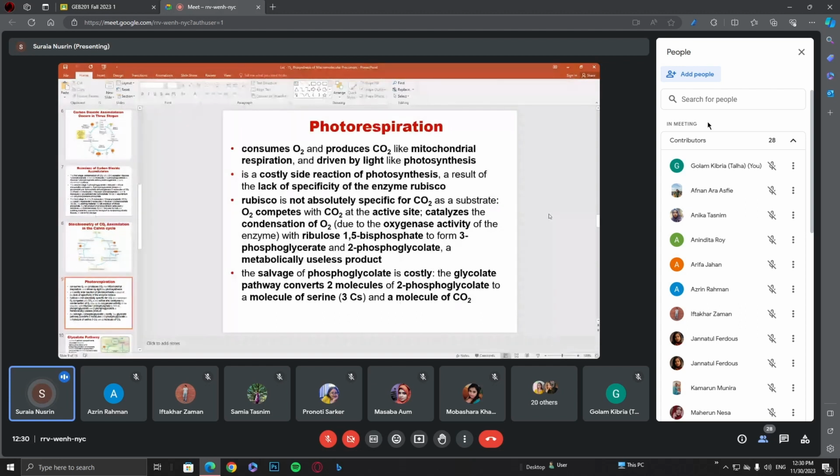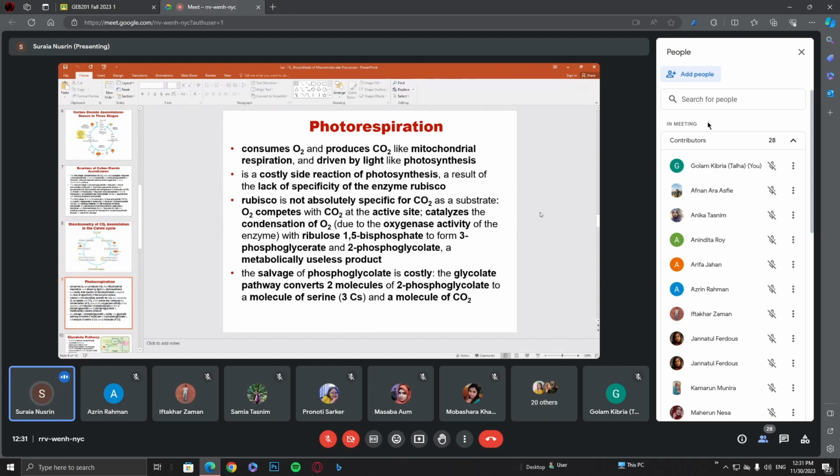And why is this happening? Because of the enzyme ribulose 1,5-bisphosphate carboxylase or oxygenase. The short name of the enzyme is Rubisco, and this enzyme is not specific for its substrate. Actually, Rubisco has two substrates: one is carbon dioxide and another one is oxygen. So these two substrates compete for the active site.